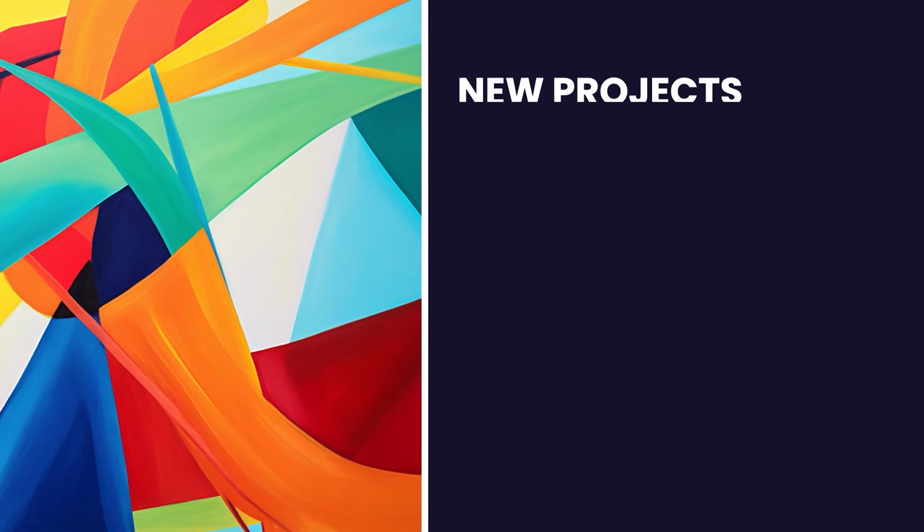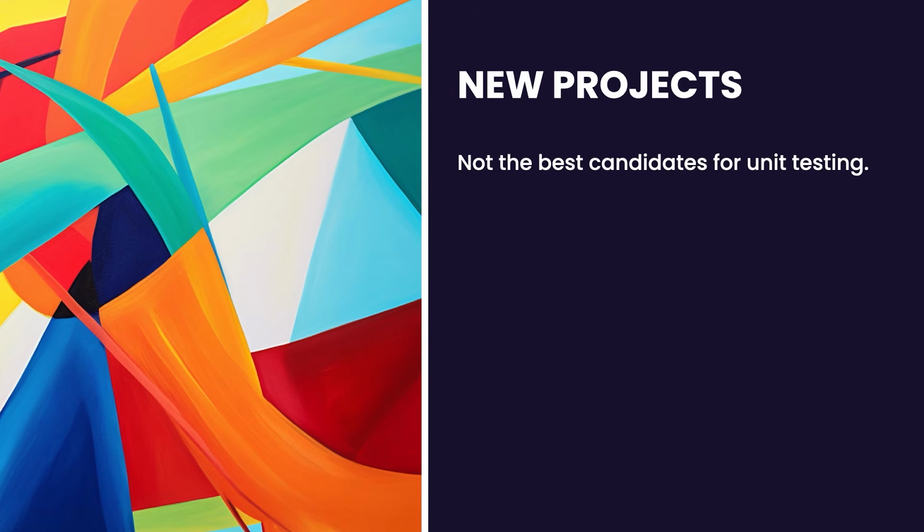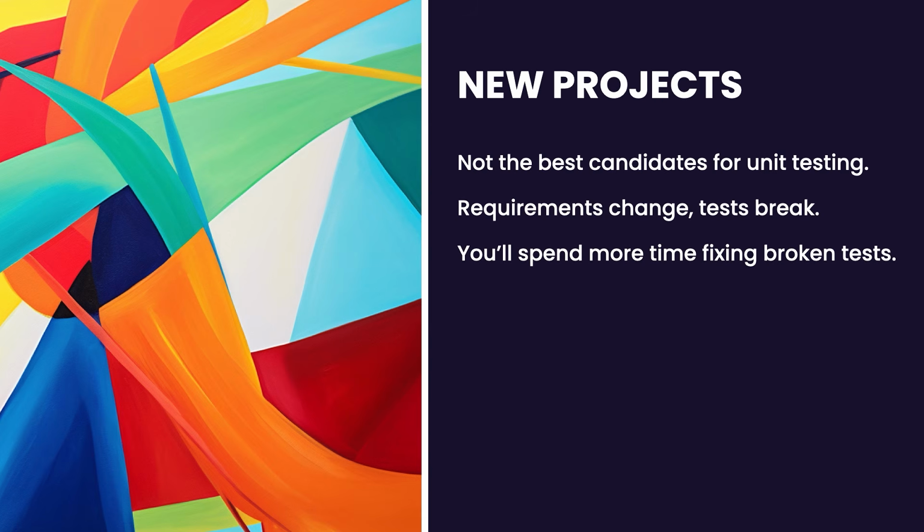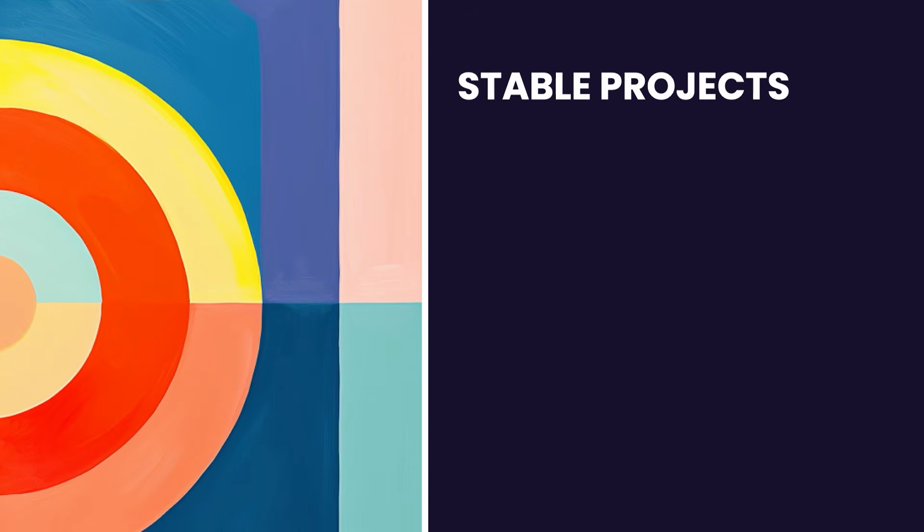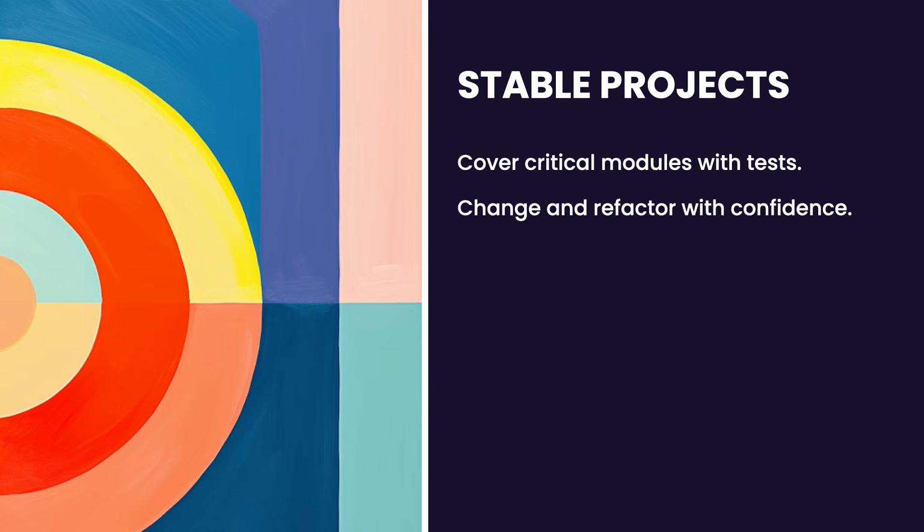Keep in mind that every project is unique. New projects with rapidly evolving requirements might not be the best candidate for extensive unit testing, because as the requirements change, some of your tests may break and you end up spending more time fixing broken tests than delivering actual features. However, if your project is more established and certain features have stable requirements, it's a good idea to write a suite of tests to ensure that at least the critical modules continue to work as expected. This way, whenever you make changes to those modules, you can run your tests to get immediate feedback if you have broken something or not.